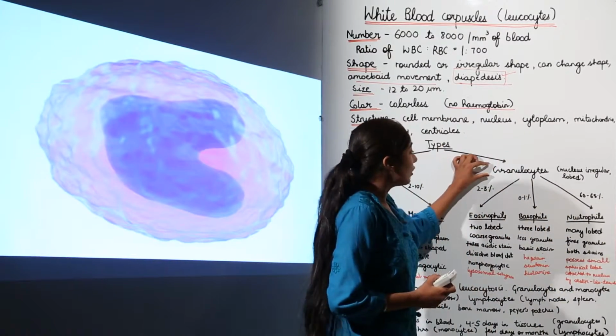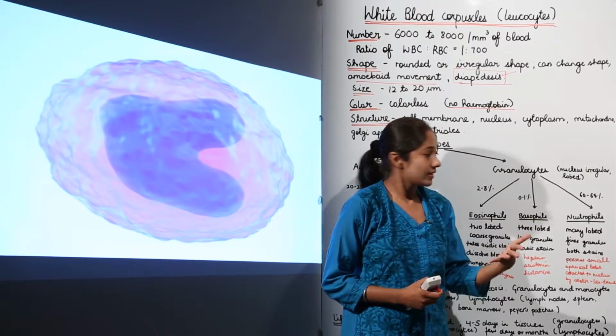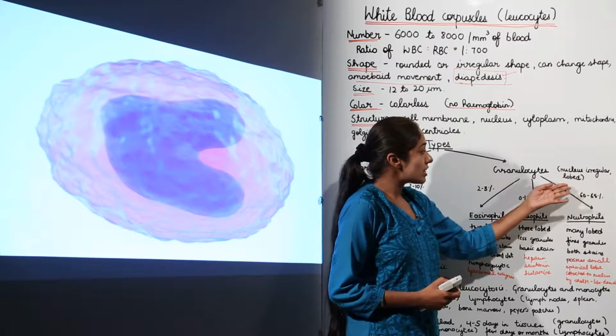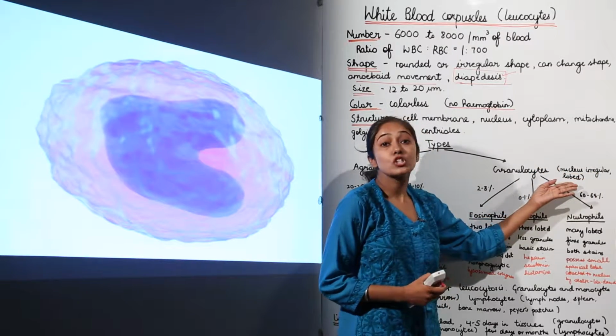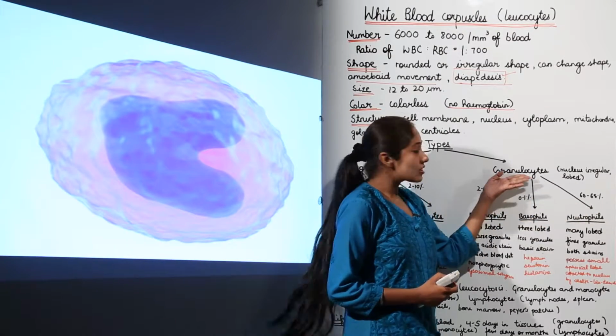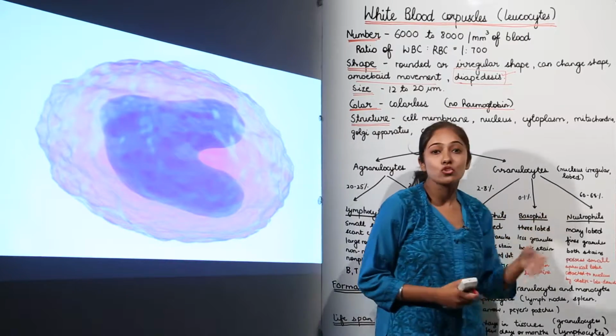Then talking about granulocytes, they have an irregular nucleus which is lobed. They have granules in the cytoplasm and a nucleus which is irregular, or lobed. Based on the staining properties, granulocytes are divided into eosinophils, basophils and neutrophils.